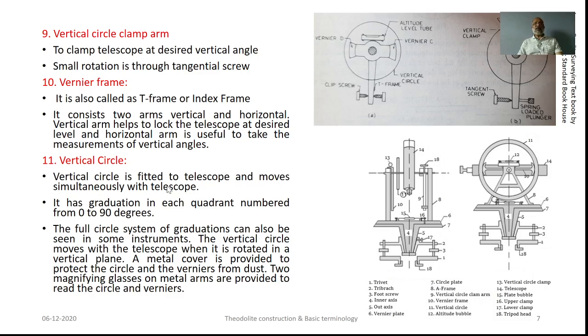The vertical circle is fitted to the telescope and it rotates as the telescope rotates. It has graduations in each quadrant from 0 to 90 degrees. Whenever we consider the horizontal line, it will have graduations of 0, whereas the uppermost point and the lowermost point will have graduations of 90 degrees.